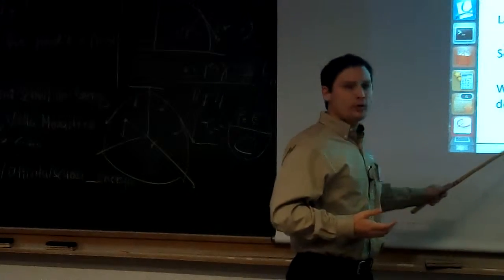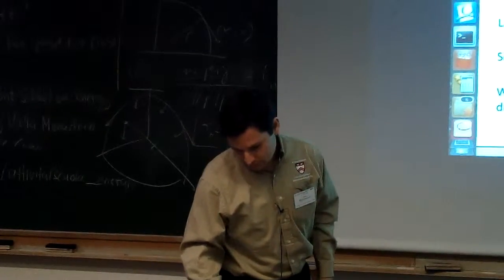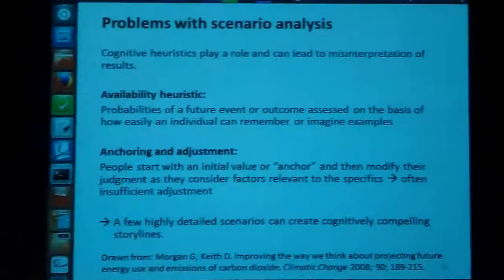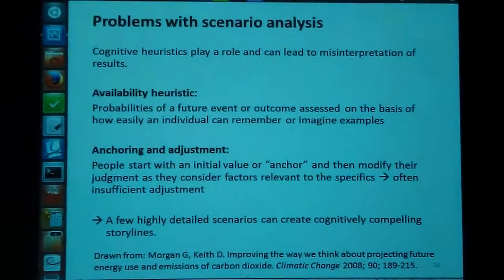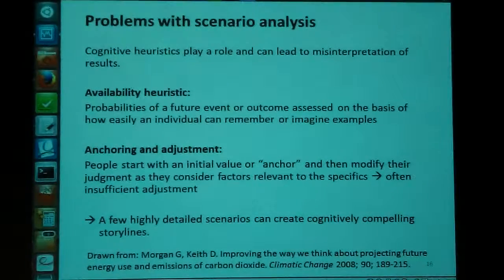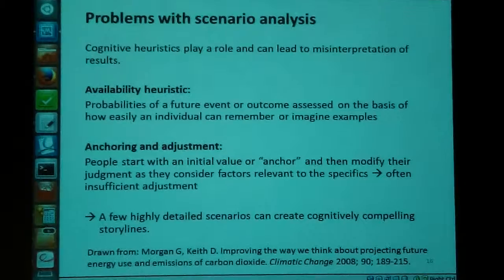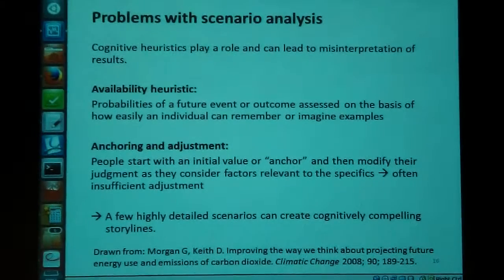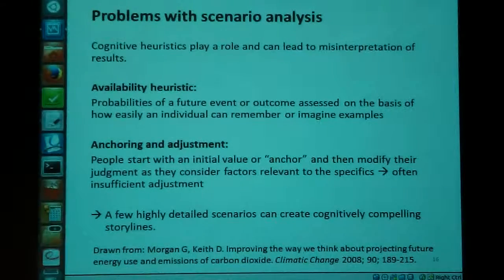So maybe we need to think more about assigning probabilities to some of these scenarios. Now, there are also some other problems with scenario analysis that we all need to be aware of. I'm not suggesting we stop doing scenario analysis, but I think we need to be aware of some of the issues. There are some well-known cognitive heuristics that play a role in how people interpret the results of scenarios. Two examples of cognitive heuristics, basically the human psychology of how people process information.